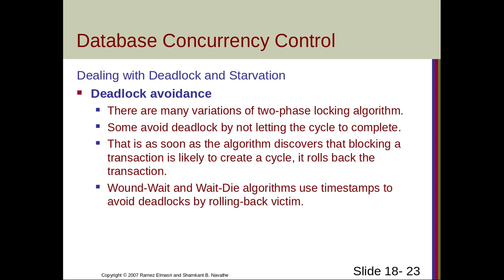Then there is deadlock avoidance. There are many variations of the two-phase locking algorithm. Some avoid deadlock by not letting the cycle complete. As soon as the algorithm discovers that blocking a transaction is likely to create a cycle, it rolls back the transaction. Then there are other policies like the wound-wait and wait-die algorithms, which use timestamps to avoid deadlocks by rolling back a victim. Okay, that we will discuss later.